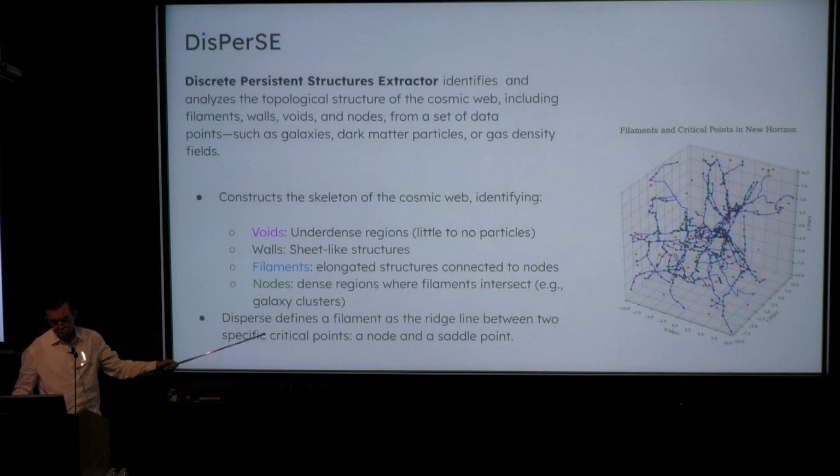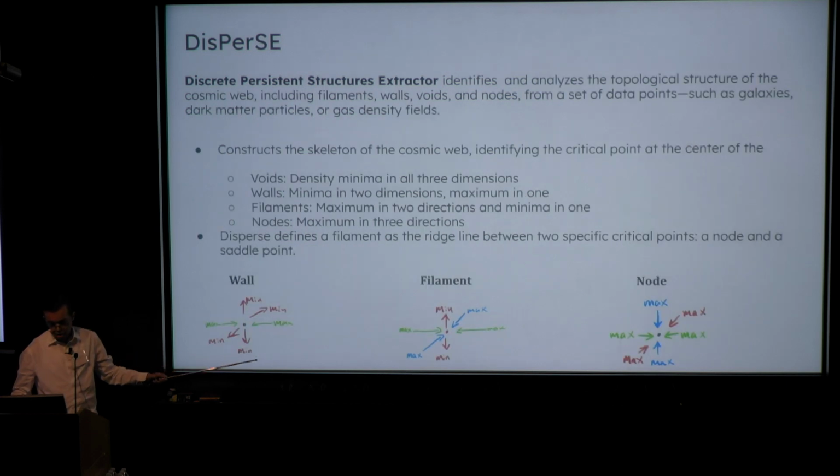To give a little bit more background on those features, the way that Disperse thinks of these features, it basically says that voids are density minimum in all 3 directions. Walls are minima in 2 directions and maximum in 1. Filaments are maximum in 2 directions and minima in 1, and nodes are just maximum in all 3.